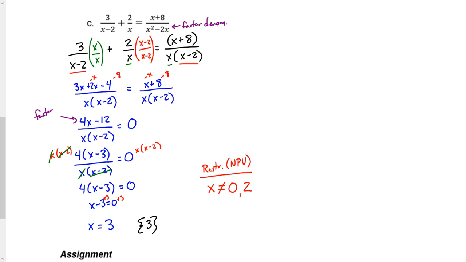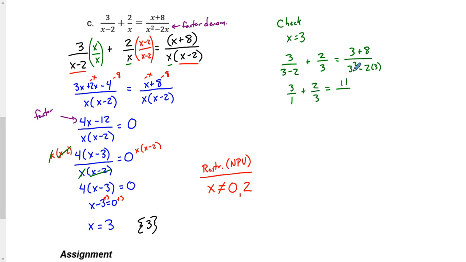And the question doesn't ask for it, but it doesn't hurt to practice our work with fractions. Let's check 3. We plug 3 in for each of these x's. So 3 subtract 2 plus 2 over 3 equals 3 plus 8 over 3 squared, subtracting 2 times 3. This is 3 over 1 plus 2/3 equals 11.